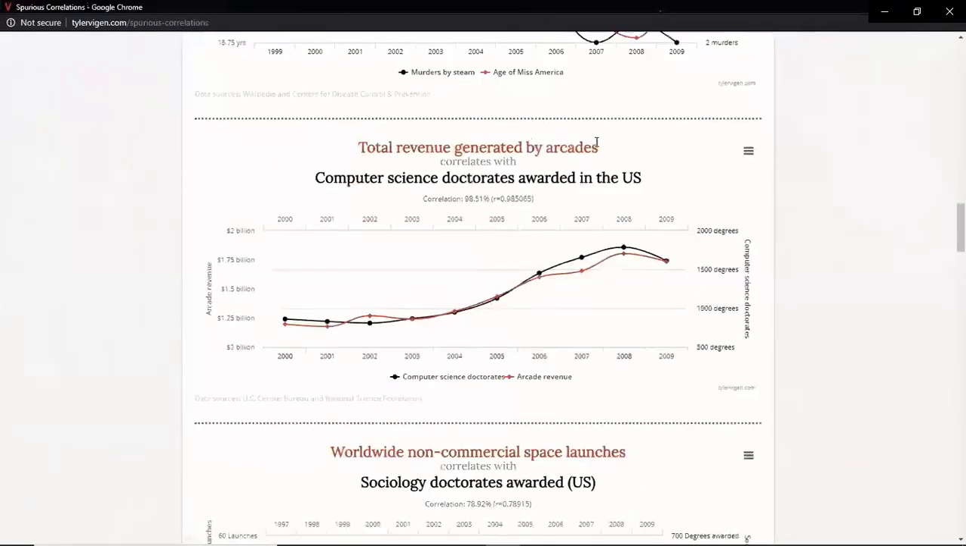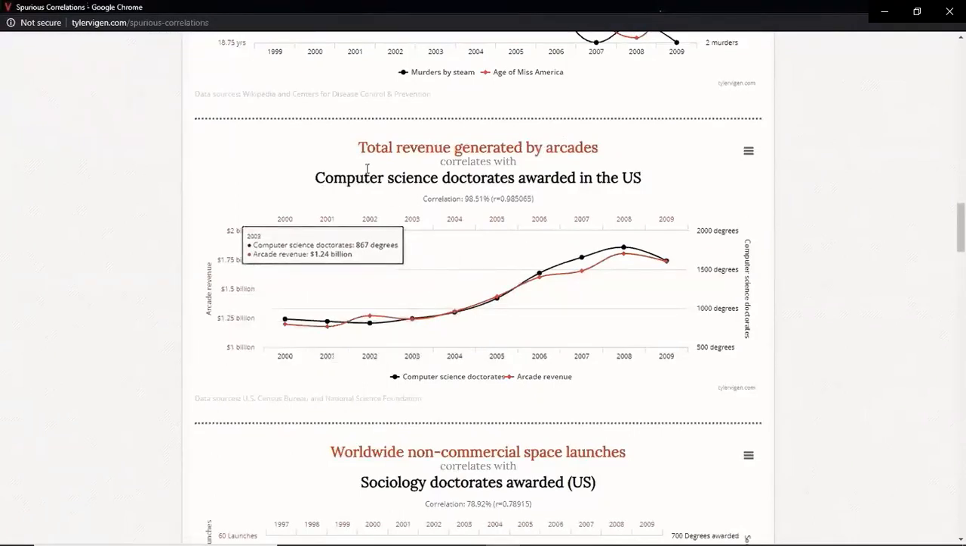Total revenue generated by arcades versus computer science doctorates awarded in the U.S. Now you might say, oh, well, this is both, no offense or anything, but nerdy stuff. Computer science doctorates, nerds. People in arcades, nerds. First of all, I'm not trying to be mean. It's a blanket statement. Plenty of people go to arcades that aren't nerds. I'm not using nerd in the negative connotation. Hello, math teacher.